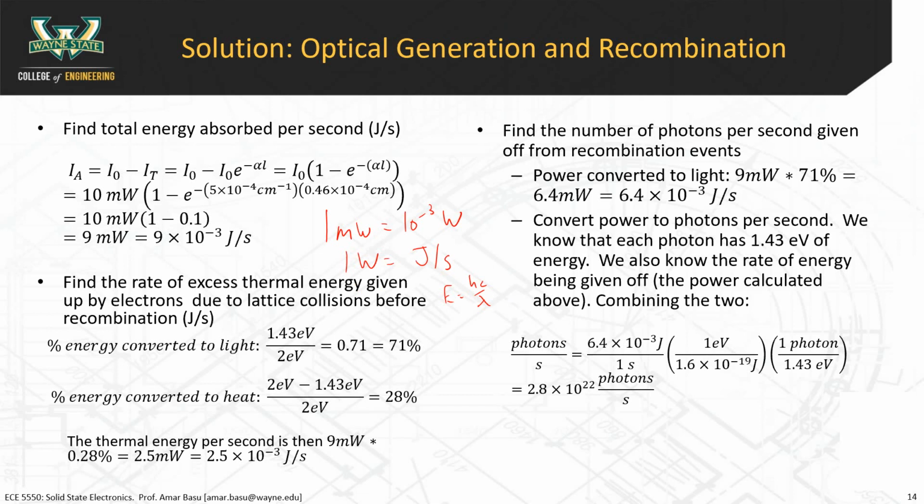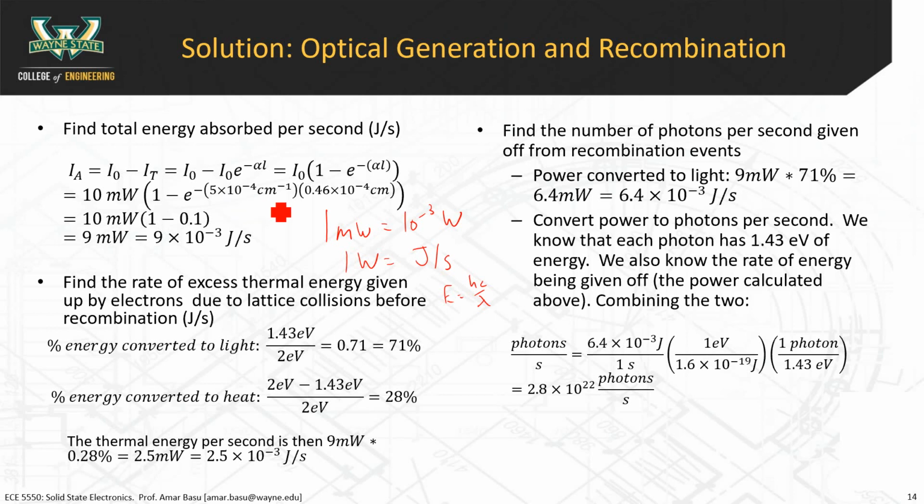All right, so let's get back to this problem. 10 milliwatts is our I0. The thickness of the semiconductor material is given to us as 0.46 microns, so 0.46 times 10 to the negative 4 centimeters. 1 micron is 10 to the negative 4 centimeters. And the alpha, we were given that as well in the problem, 5 times 10 to the 4 centimeter negative 1.